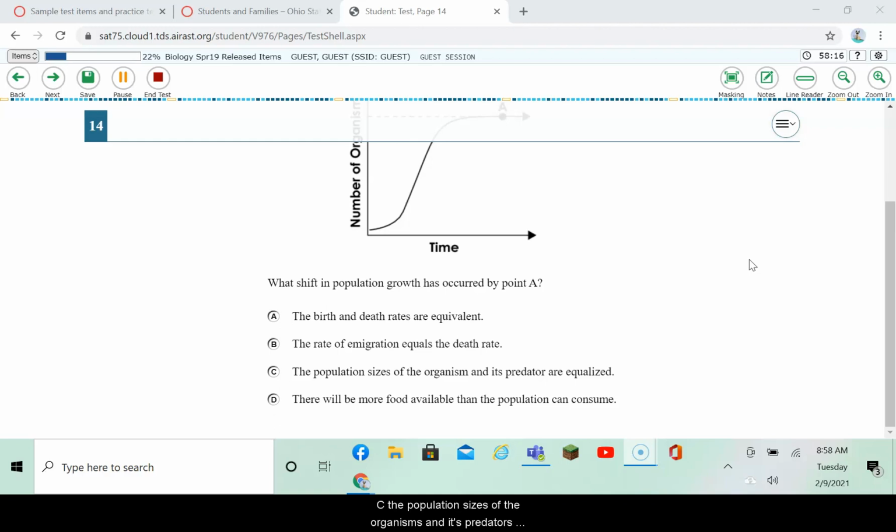C. The population sizes of the organism and its predators are equalized. This is incorrect. If there is the same number of predators as prey, there will not be enough food for the predators. D. There will be more food available than the population can consume. This is incorrect. If there is an unlimited food supply, the population is likely to continue to grow. The correct answer is A. Carrying capacity occurs when the death rate and the birth rate in a population are equal. So for number 14, A is the correct answer.